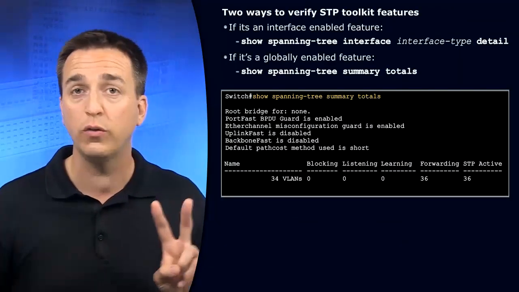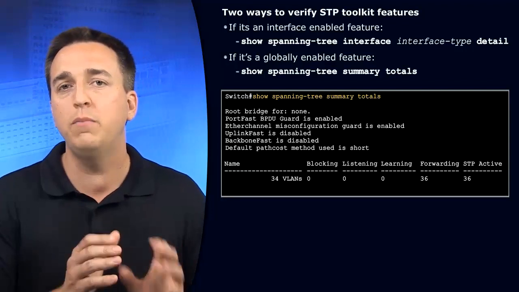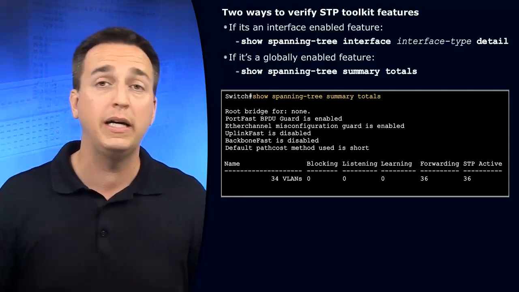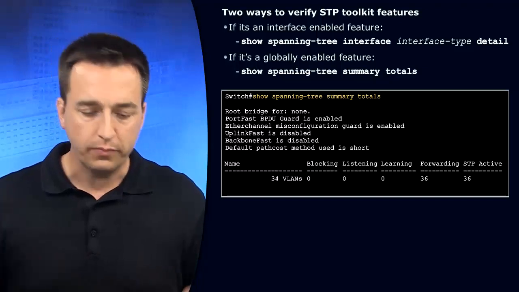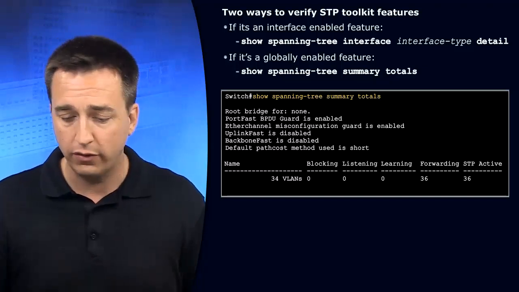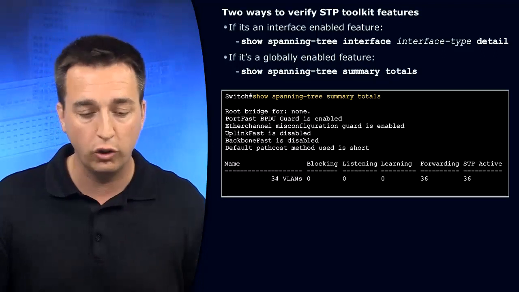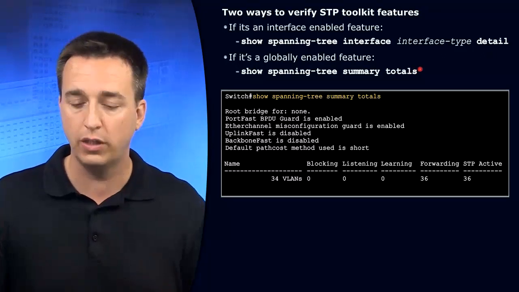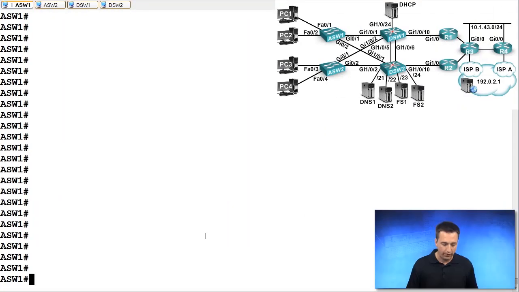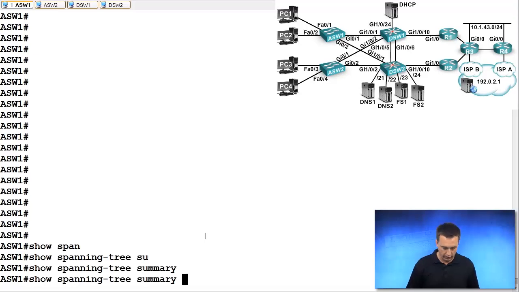How can we verify these different features? Well, there's two different ways. Some features can be enabled on an interface by interface basis, and other features can be enabled globally. If you want to verify the features that are enabled globally, you can use the show spanning tree summary totals command. So if we go out to our live environment on ASW1, we type in show spanning tree summary totals.